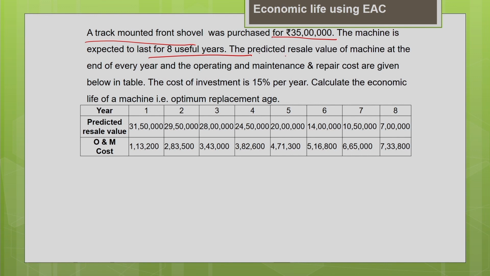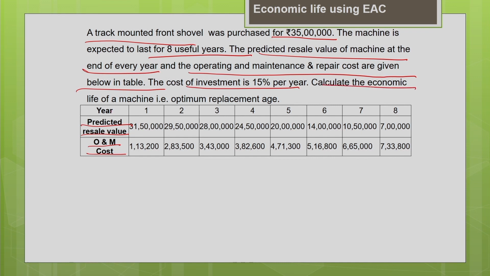The predicted resale value of the machine at the end of every year, and the operating, maintenance and repair costs, are given in the table below. At the end of every year, the resale value and the operating and maintenance cost are given for the entire useful life of the machine. The cost of investment is 15% per year. Now calculate the economic life of the machine. That means we are going to find the optimum replacement time of the machine.